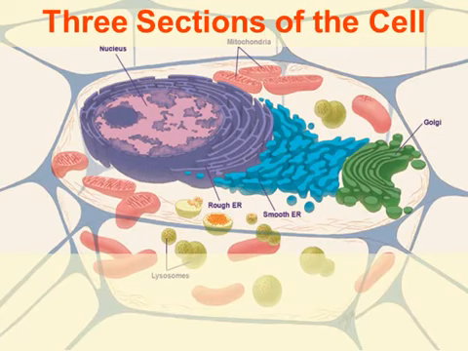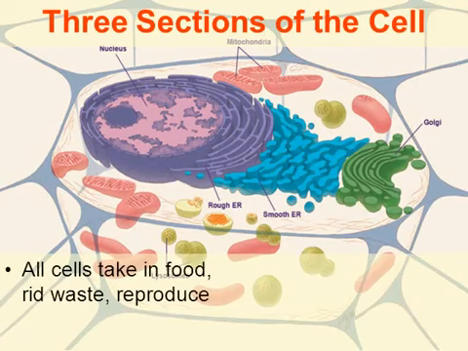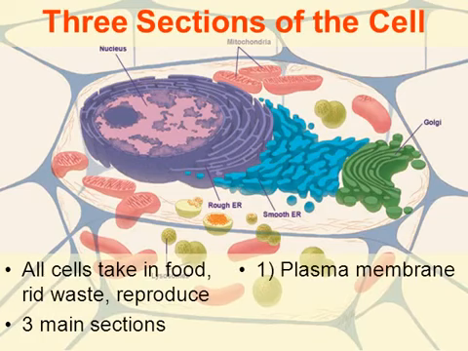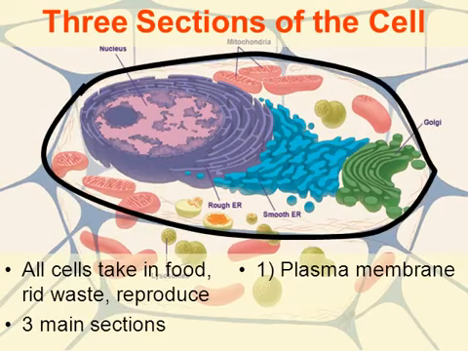First thing I want to mention are the three basic sections to the cell, and all cells need to take in food, get rid of waste, and reproduce. Well, cells have three main sections to them, and inside of those three sections are parts that allow them to take in food, get rid of waste, and reproduce. So the first section you can see highlighted by the flashing black line, the plasma membrane. You might also hear the plasma membrane simply called the cell membrane. We'll talk more about this in a little bit.